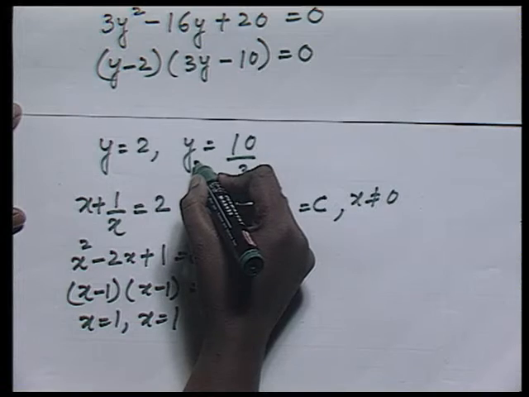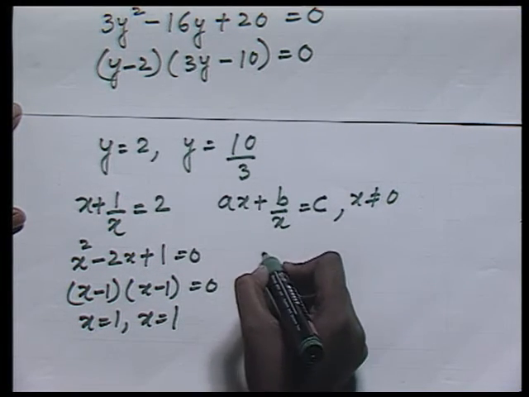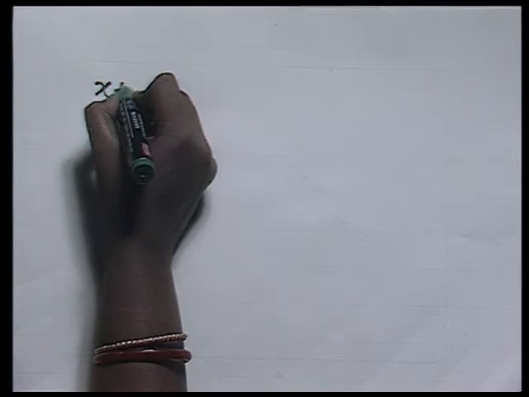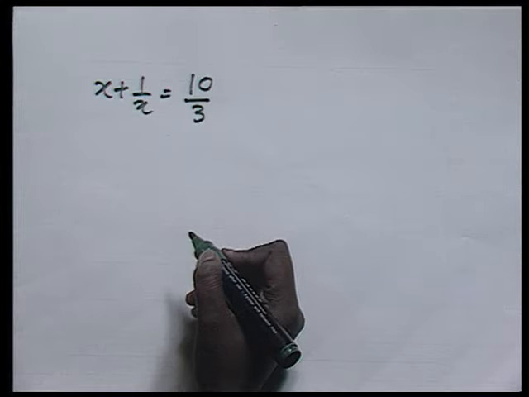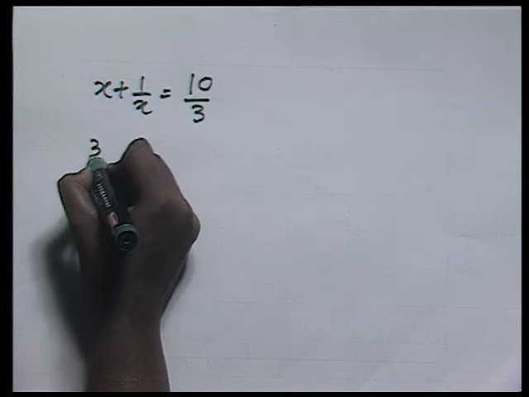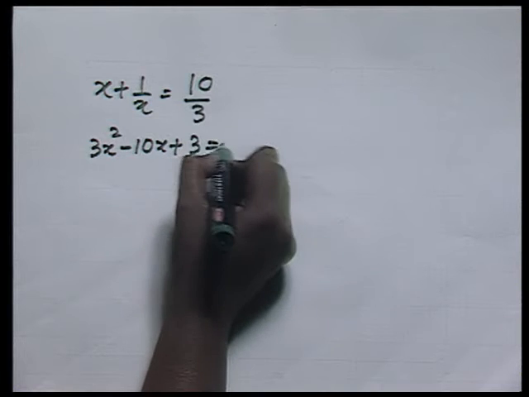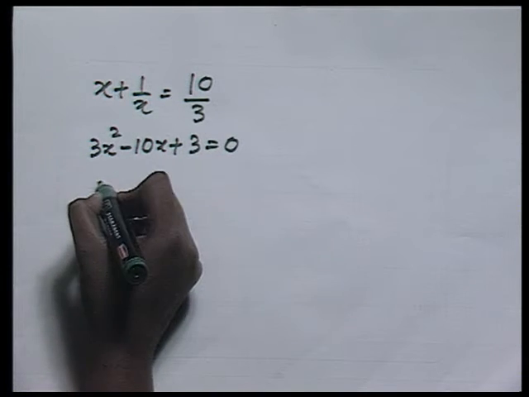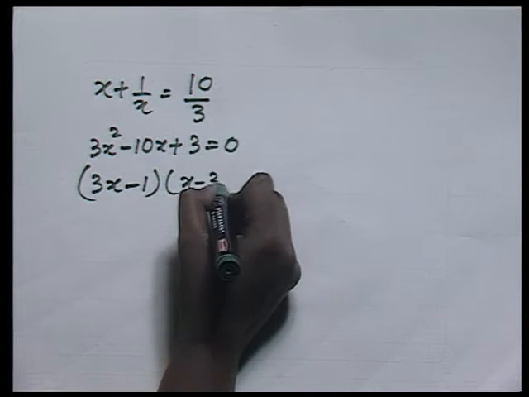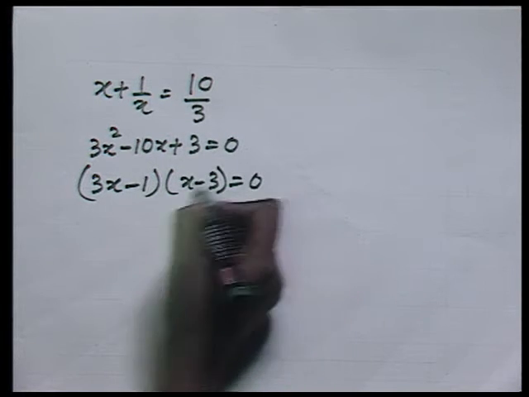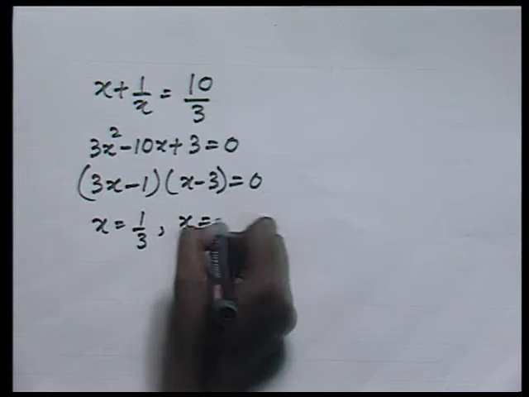Also, when we replace y as x plus 1 upon x, what do we get? x plus 1 upon x is equal to 10 by 3 in this case, and this equation becomes 3x square minus 10x plus 3 equal to 0. The factors of this equation will be 3x minus 1 into x minus 3 equal to 0, and hence we get x as 1 by 3 and x is equal to 3.